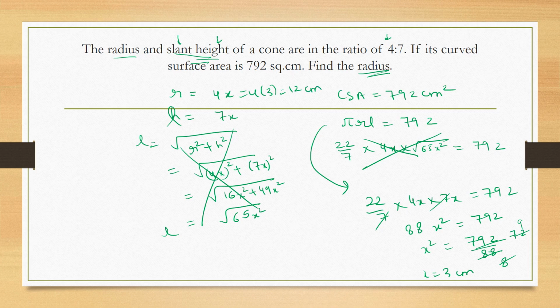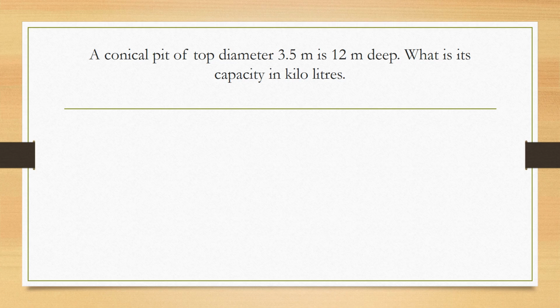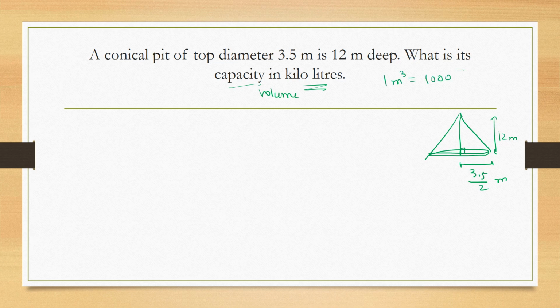Let's move on to the next concept. Here again a conical pit, that means a conical figure. Top diameter is 3.5. So can I say radius is 3.5 by 2? The deepness, that is height, is 12 meters. What I'm supposed to find out? Capacity. How much it can carry. That means the volume. That too in kiloliters. Do you know 1 meter cube is equals to 1000 liters? And 1000 liters can be considered as kiloliters. So that means meter cube will work as kiloliters.